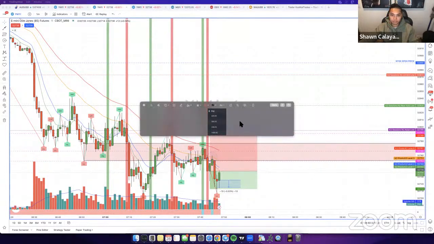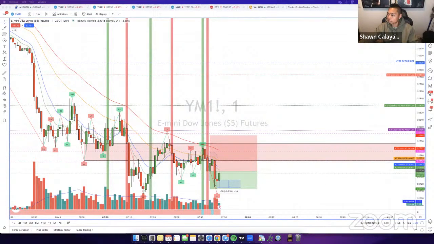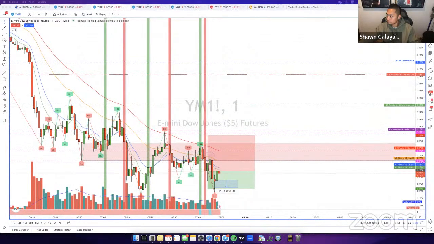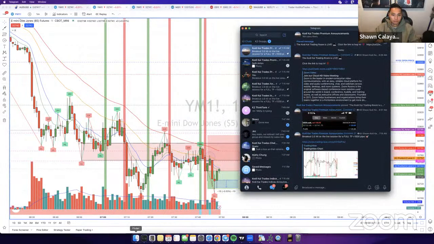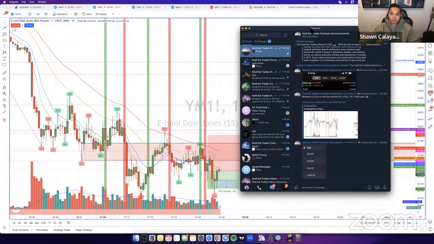So here are my profits for the day. Nothing crazy, but I mean, I got a little something here. So let's see what we got over here. All right, so it's not too much. I mean, I locked in. So here's my earlier trade.